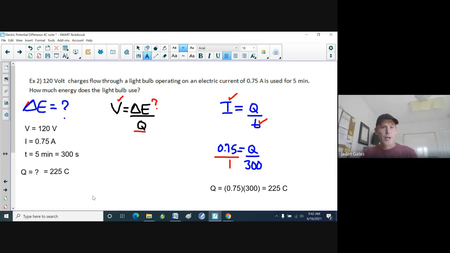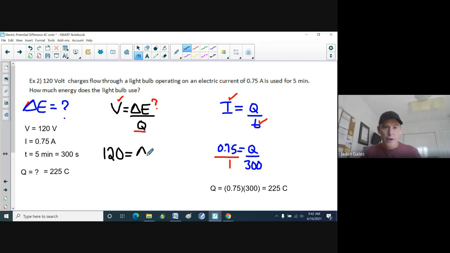All right, so now I do know how much charge I have. 225 coulombs. So now I can go back and again find the energy. So I had to just do an extra formula there. All right, so my voltage again was 120 volts. This is again why I write everything down on the side so I can easily access it, don't get lost. All right, so I got 120. Again, we're trying to figure out how much energy is flowing through. All right, my Q here is 225 coulombs.